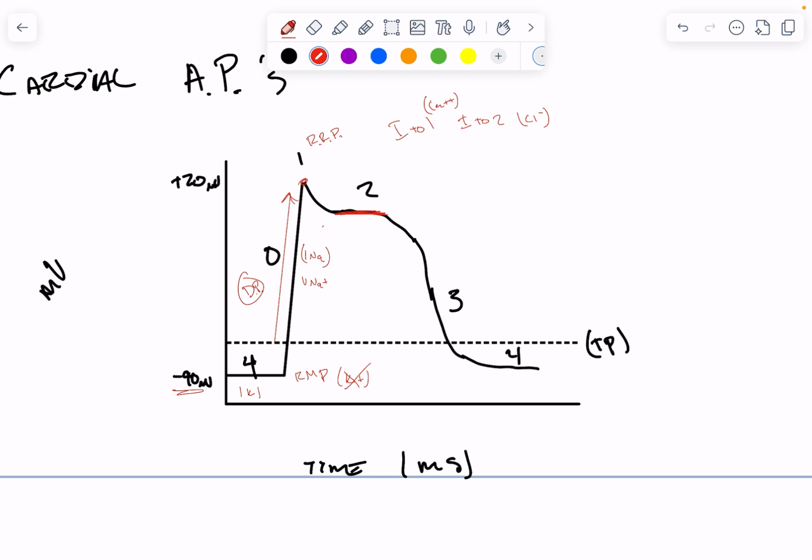Because there's this negative charge and this positive charge between calcium and potassium, that's why you're going to see the steepness of this curve not be as steep as compared to a skeletal muscle cell.